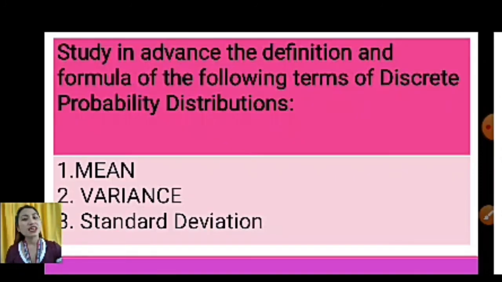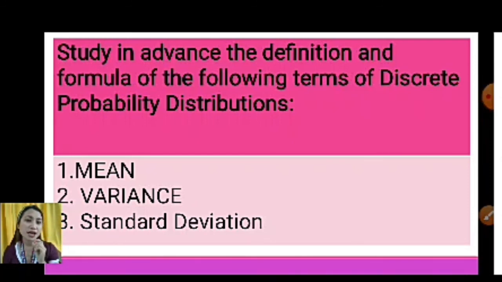So lastly, since this is lesson 1 and lesson 2 of module 1, and module 1 covers lessons 1, 2, and 3, we still have lesson 3 remaining. So study in advance the definition and formula of the following terms of discrete probability distribution: the mean, the variance, and the standard deviation. Our next topic is about solving the mean, variance, and standard deviation. So prepare your calculator.